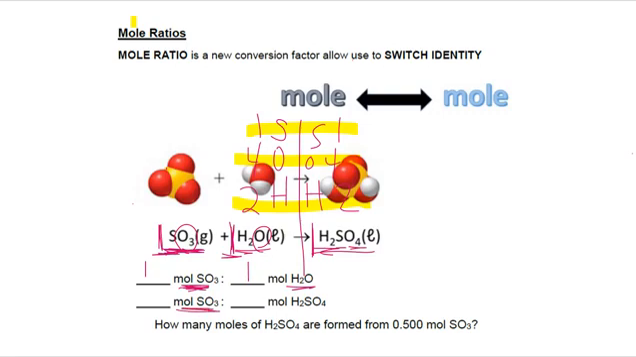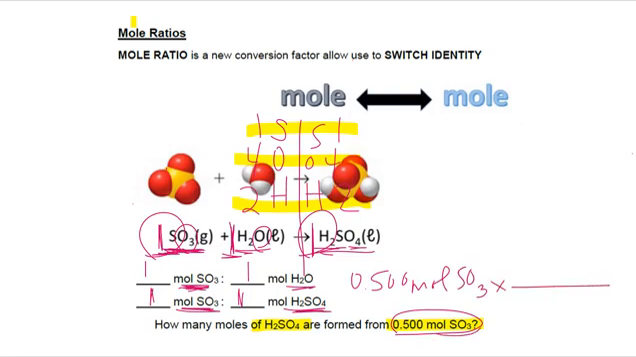What about if I compared SO3 to H2SO4? Again, we look at that coefficient. I would say 1 SO3 for every 1 H2SO4. So let's look at a problem that says how many moles of H2SO4 are formed when I start with 1/2 of a mole of SO3. So I'm going to start with what I'm told, 0.5 moles of SO3.